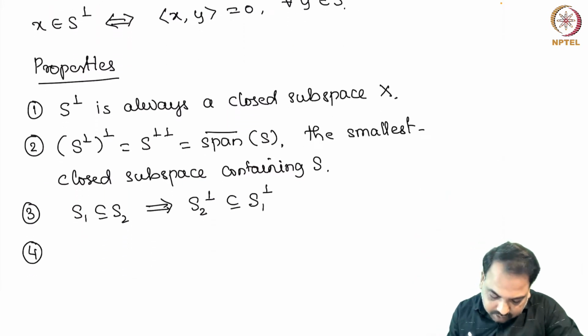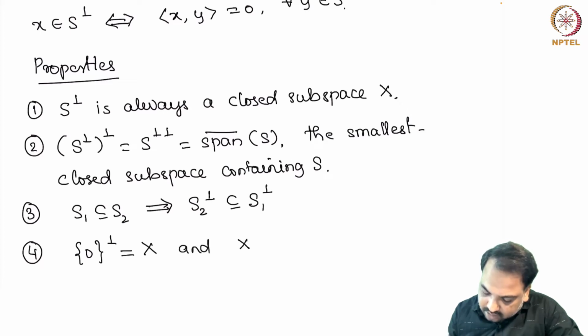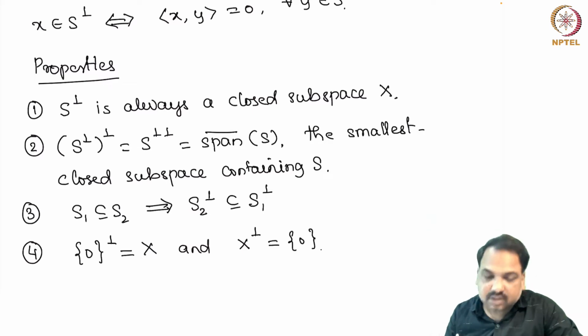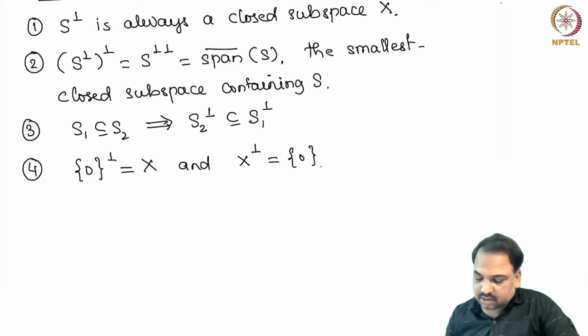The fourth property: if you take {0} and take the orthogonal complement of {0} in X, that is the full space X, and the orthogonal complement of X in X itself is nothing but the zero space. So these results can be proved very easily. Okay, so this is about the orthogonal complement of a set in an inner product space.